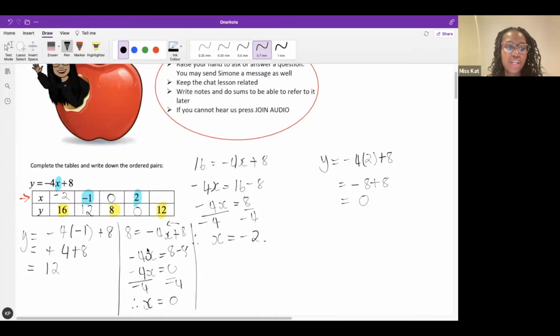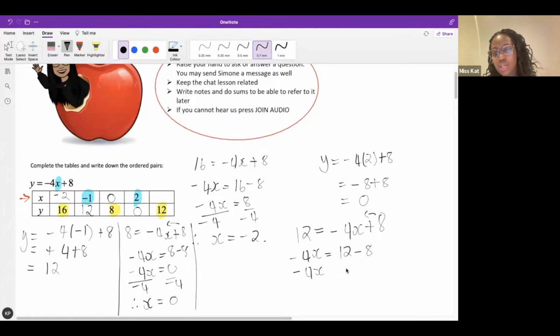Am I substituting 12 at x or at y? At y. So it's going to be 12 equals negative 4x plus 8. The 8 goes over, what happens? 12 minus 8. So negative 4x is equal to 4, divided by, what am I dividing by? Negative 4, divided by negative 4. Therefore, x is negative.